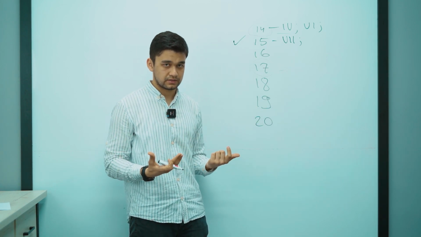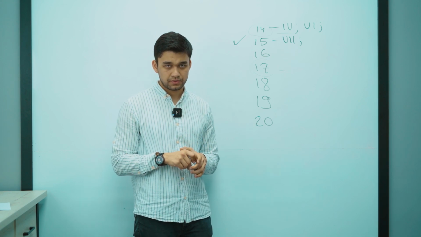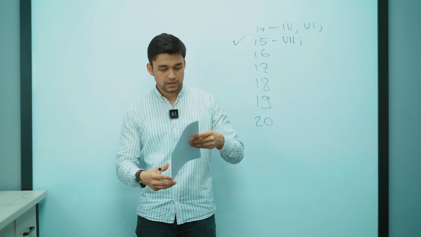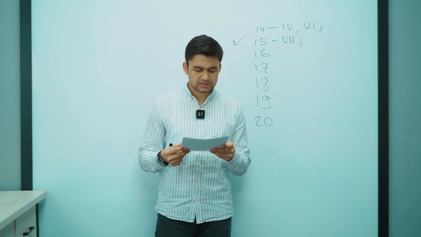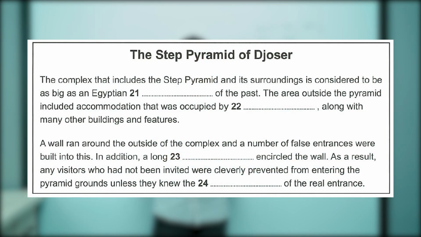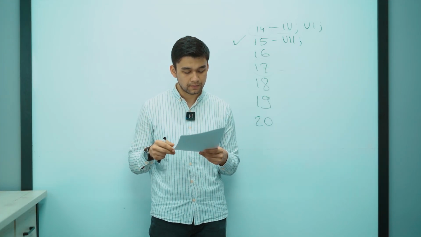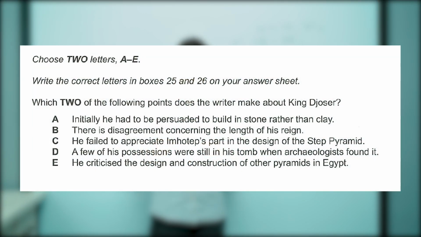You understand that? And of course, you don't just stop here. You follow the next type of question, which is gap filling, and let's see what it says. "The complex that includes the step pyramid and its surroundings is considered to be as big as Egyptian..." Nothing about surroundings yet, so it is not. You cannot find the answer to 21 to 24 here. And let's look at the last: which of the following points does the writer make about King Djoser?